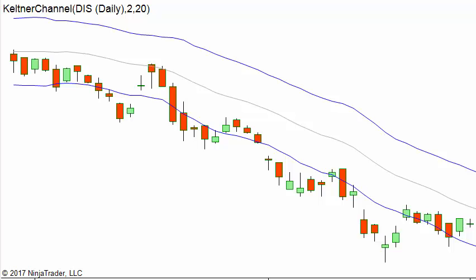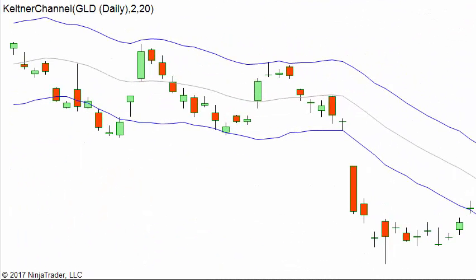And it works pretty well if you've got a market that is having a rather low volatility trend. And Disney tends to move that way. However, not all markets do. So let me show you some other examples. I'll show you one more. Now I brought up GLD, just as a different example.